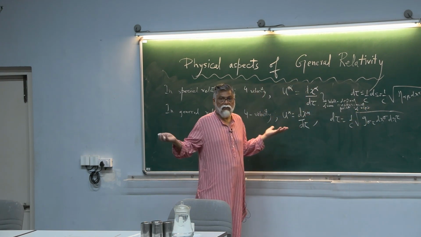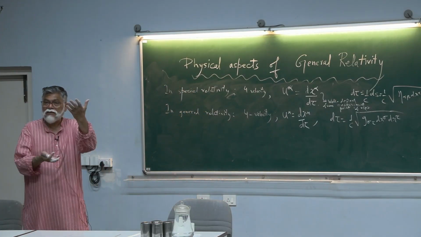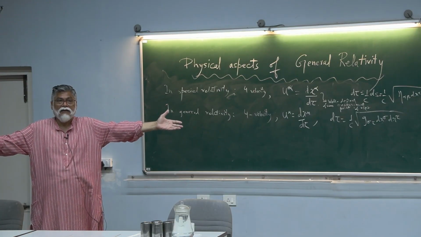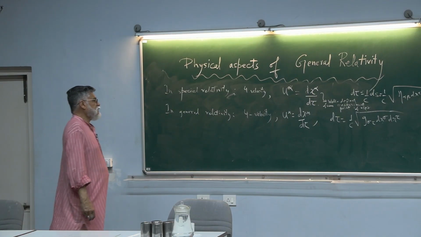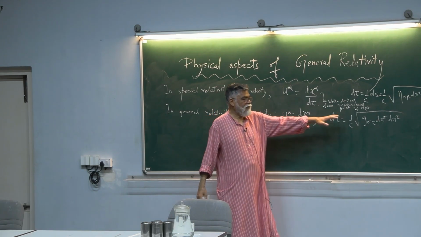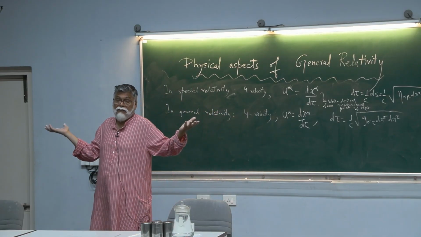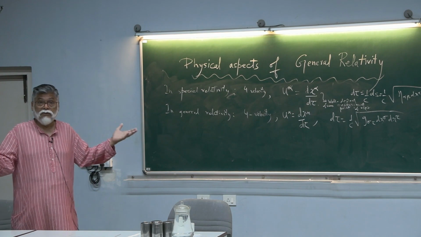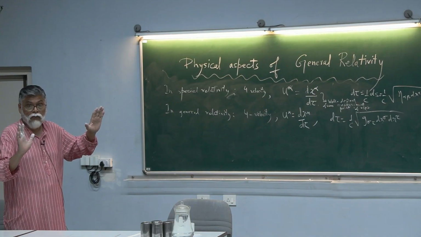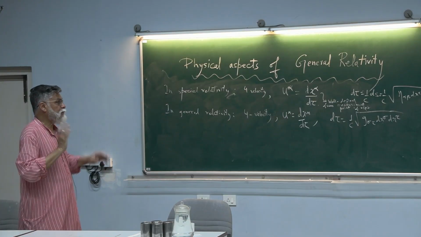But dx mu by d tau, it has no meaning as far as measurement. Your x mu's are an arbitrary coordinate system. They will not even have the dimension of velocity. For example, if I take spherical polar coordinate system, your u theta will be d theta by d tau. D tau will have the proper dimension, but d theta by d tau doesn't have the dimension of velocity. So in general relativity, your 4 velocity u mu, dx mu by d tau, has no physical significance as far as measurement is concerned.